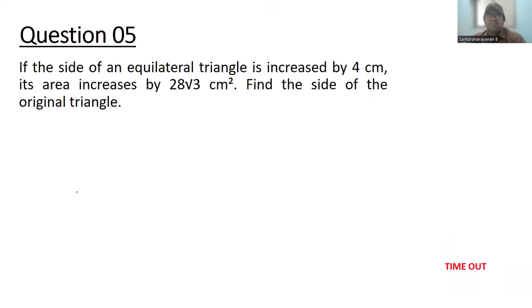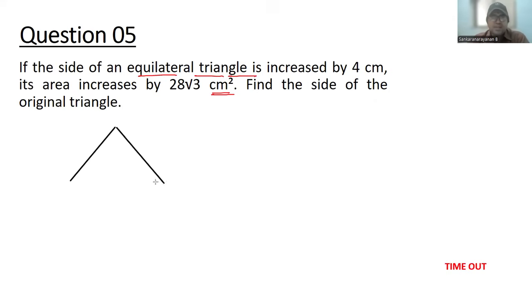Okay, time out. So here in the question, the side of an equilateral triangle, so they have mentioned that it's an equilateral triangle, is increased by 4 centimeters. If its area increases by 28 root 3 centimeters square, they have given you the unit here, find the side of the original triangle. So let's get going. This is given to be an equilateral triangle.